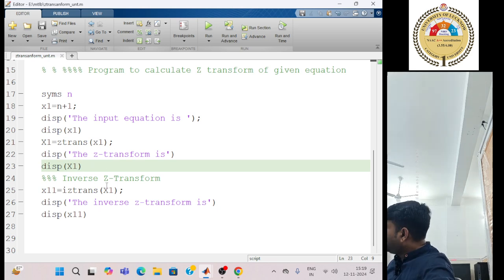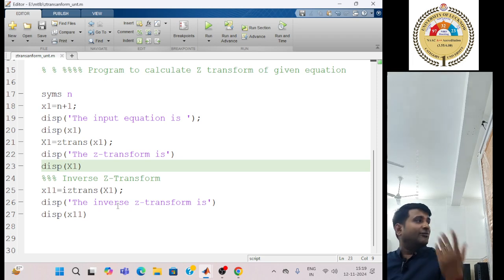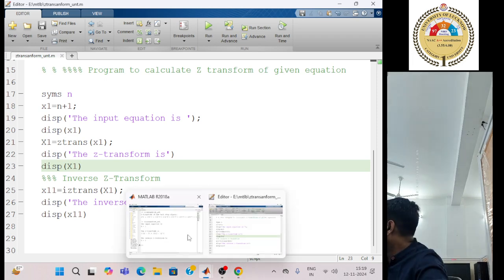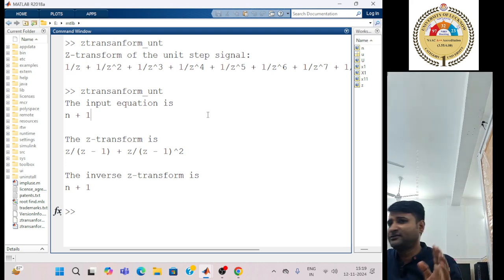Then the inverse Z transform, this is the command of the inverse Z transform, iztrans x1. This is the inverse function to compute the inverse Z transform and display this inverse Z transform result on the command window. This is all about the computation of the Z transform of the given equation. That's all.